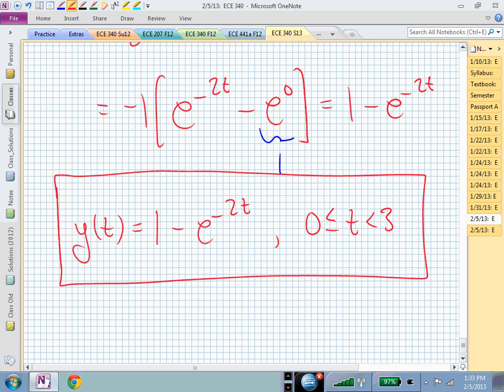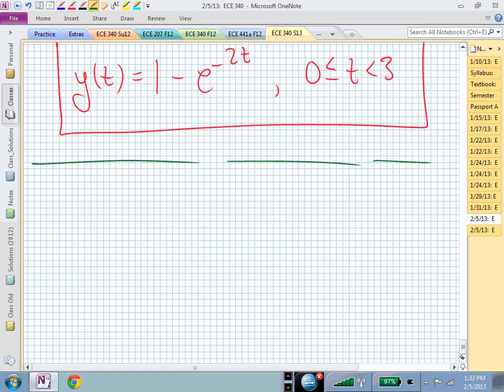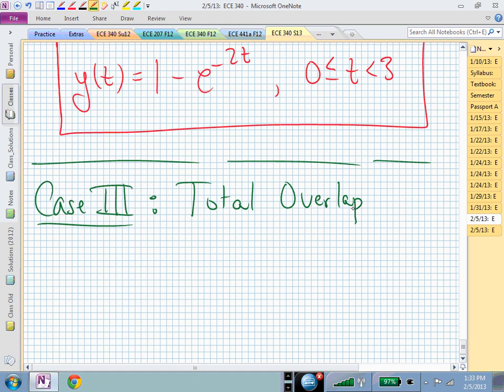So now we're going to start at 0 at time t equals 0, and then we're going to build up. And this is just that exponential build formula. That's case 2 for partial overlap. Let's now do the last overlap picture for this convolution problem, which we'll call case number 3. And this one involves total overlap.